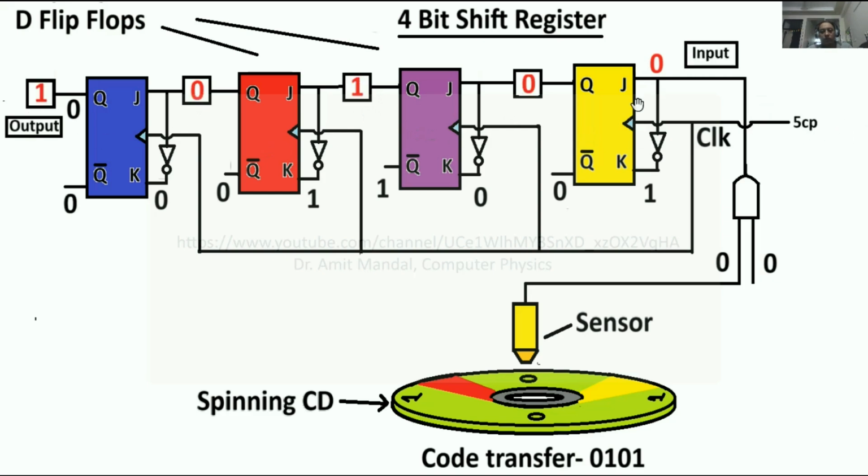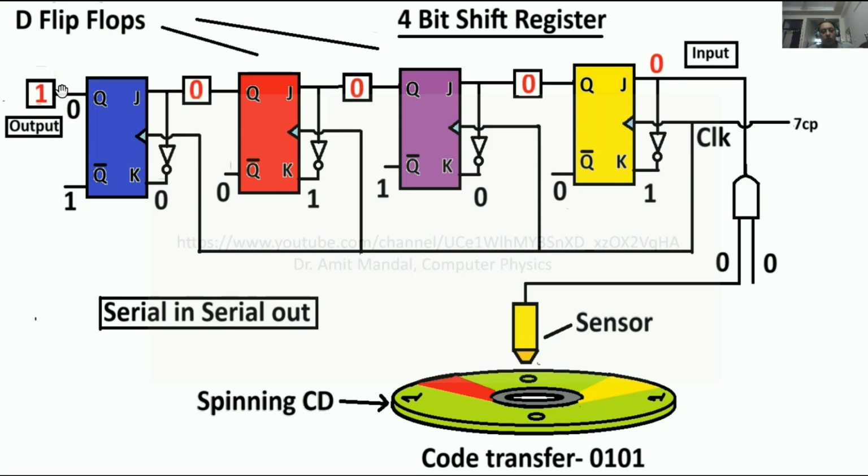So this is the fifth pulse, you can see that has happened. Now again there is 0 at the J of the yellow flip-flop. Now in case the sixth pulse arrives, then this 0 will go here, this 0 here, this one here, and this 0 here. Okay, so the sixth pulse, you can see that has happened. Now in case the seventh pulse arrives, then again like that the code will shift, so ultimately the output is over here.